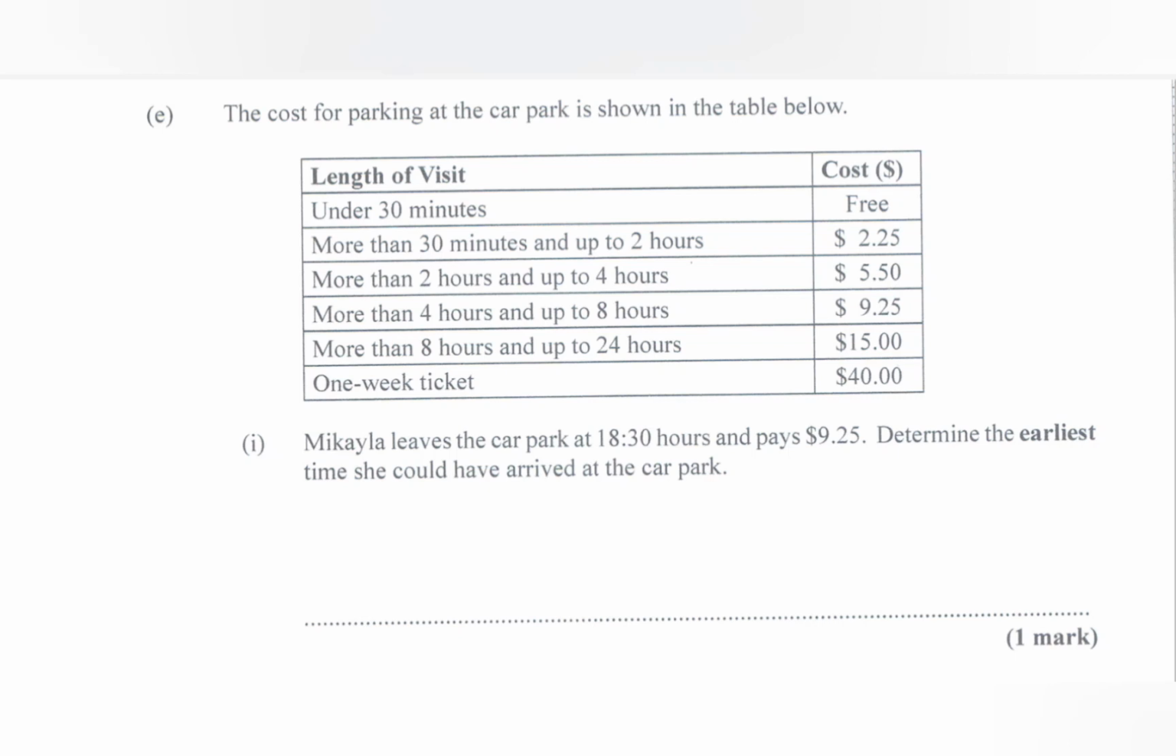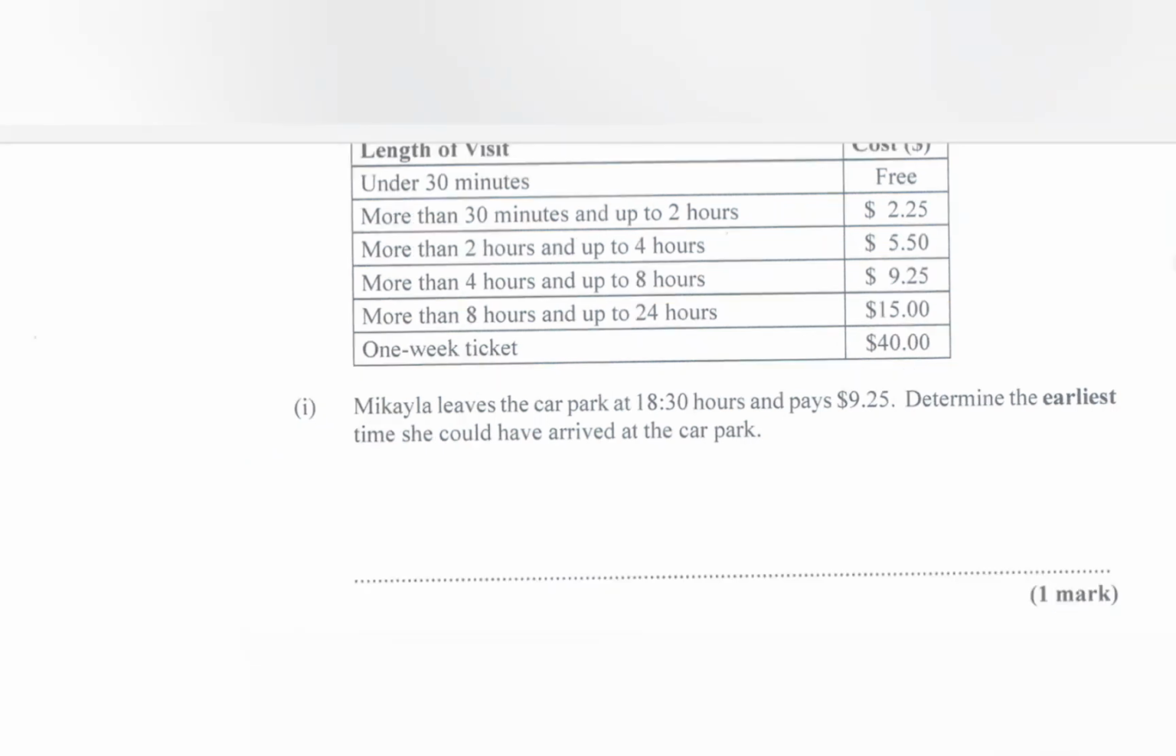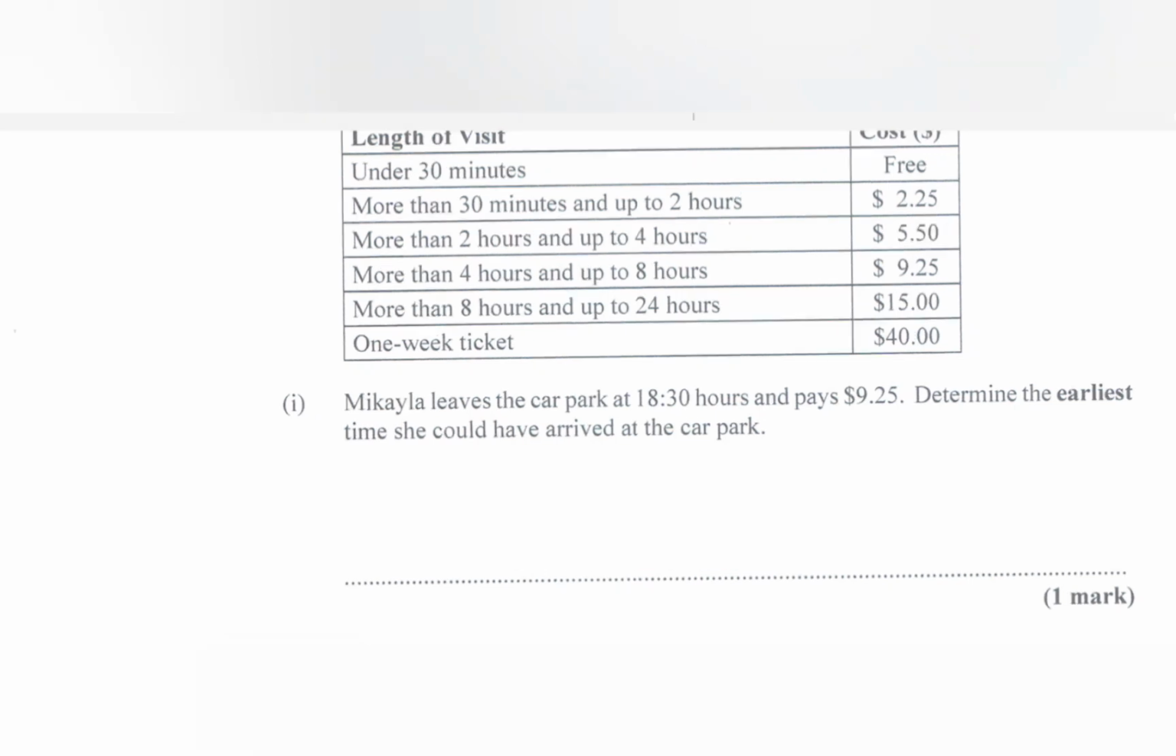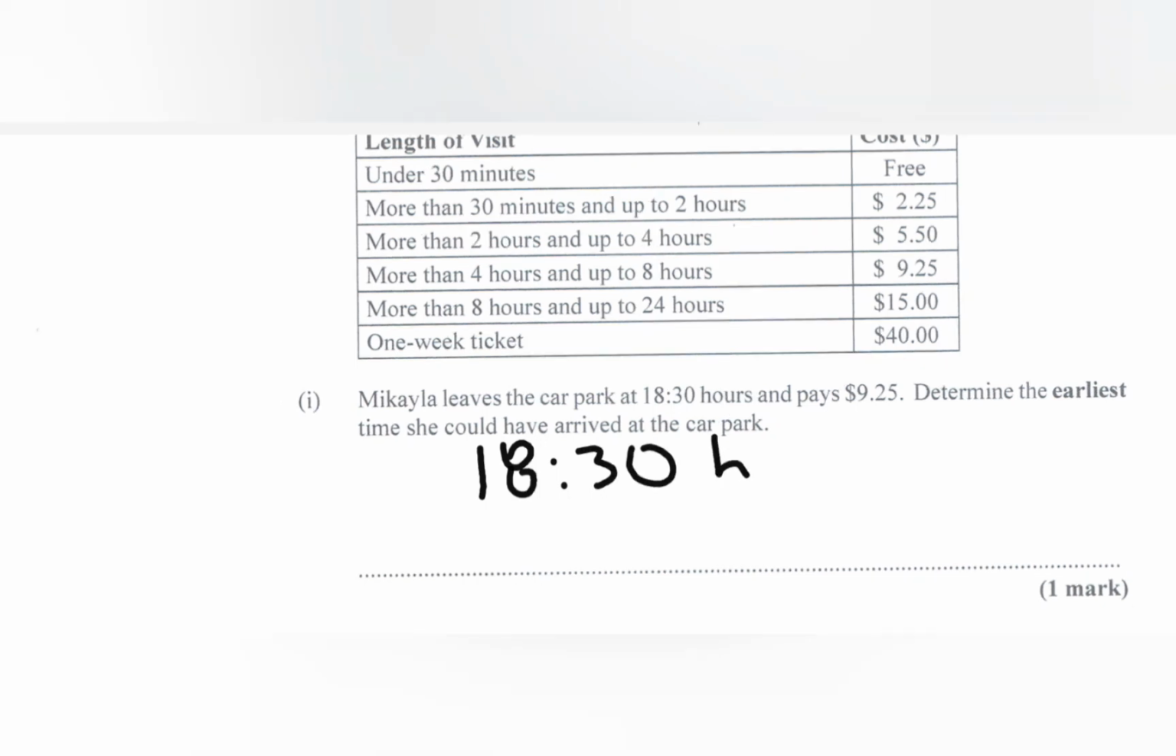So if Michaela paid $9.25, then it means that she could have spent a maximum time of 8 hours. Since Michaela leaves the car park at 18:30 hours, we are going to subtract 8 hours from this time to determine the earliest time she could have arrived at the car park. So we're going to write 18:30 hours first, and then we're going to subtract 8 hours from this.